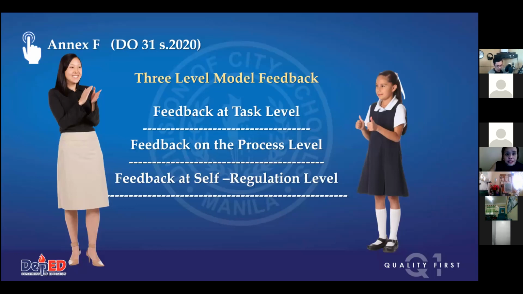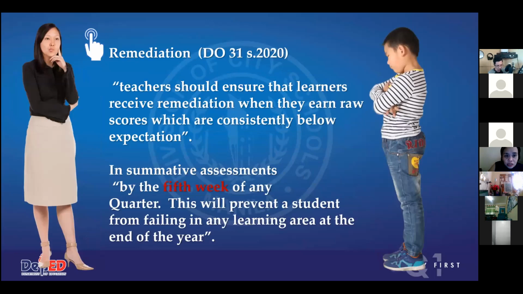Okay? So, remediation, just like what was mentioned by our former speakers, should be done when there are consistent low scores in the summative assessment by the 5th week of any quarter. This will prevent a student from failing in any learning area. However, we have to make sure that the remediation is done immediately, so the gap will never be widened.